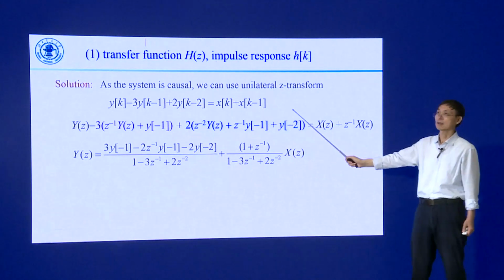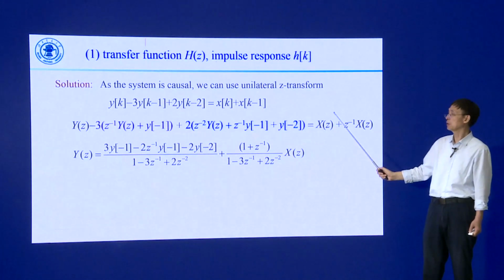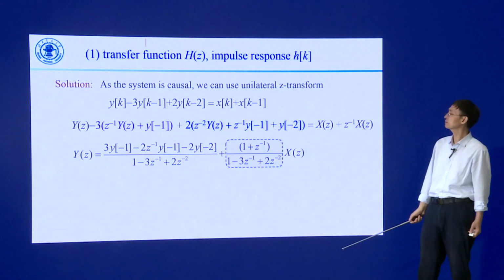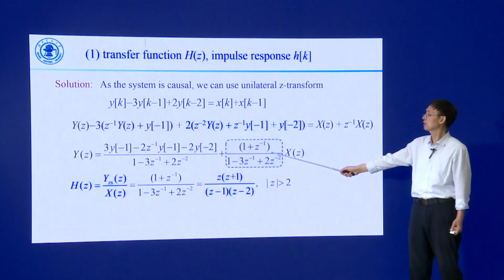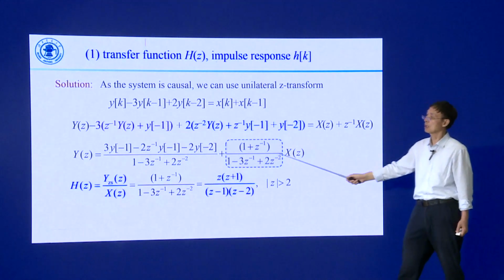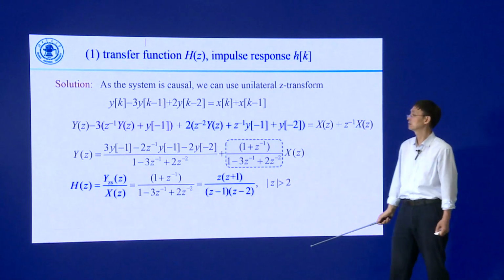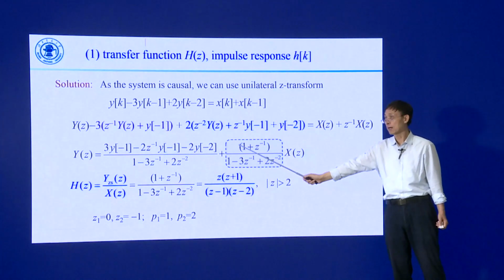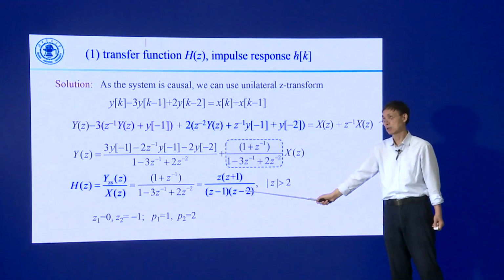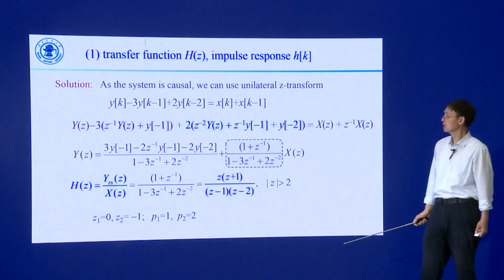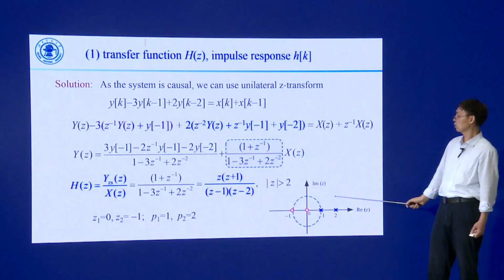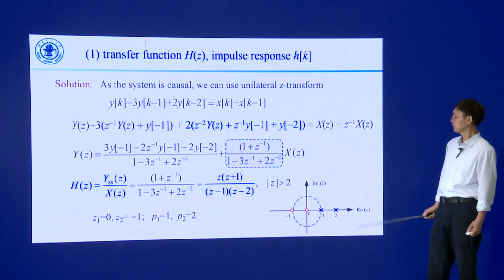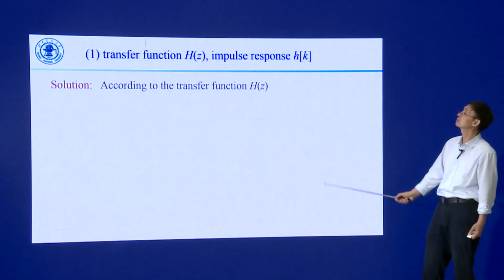By the time shift property of unilateral Z transform, we can get this equation. This fraction corresponds to the H(z). According to the H(z), we can find its poles and zeros. This is the pole zero plot. 2 zeros, 2 poles.